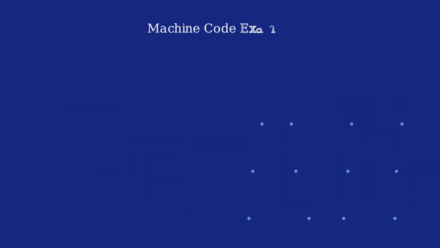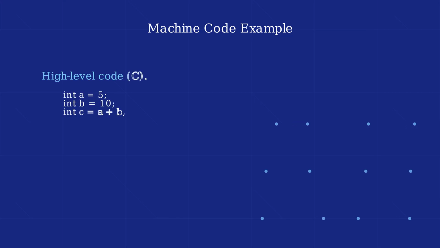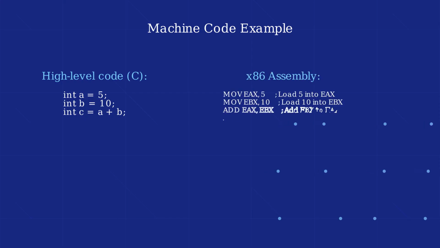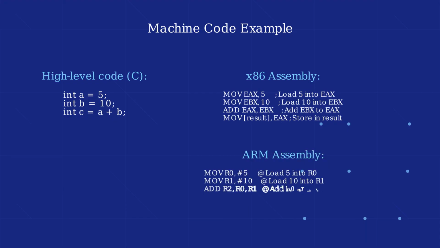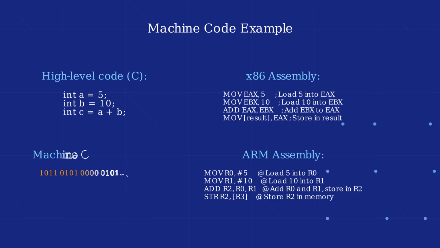Let's examine how a simple operation looks in different instruction sets. Consider a basic high-level code example in C, adding two numbers and storing the result. In x86 assembly language, this would be translated into a sequence of operations using registers like EAX and EBX. The same operation in ARM assembly would look different, using registers like R0 and R1 with a more straightforward syntax. Ultimately, both get translated into binary machine code that the CPU can directly execute. This binary representation is different for each instruction set architecture.